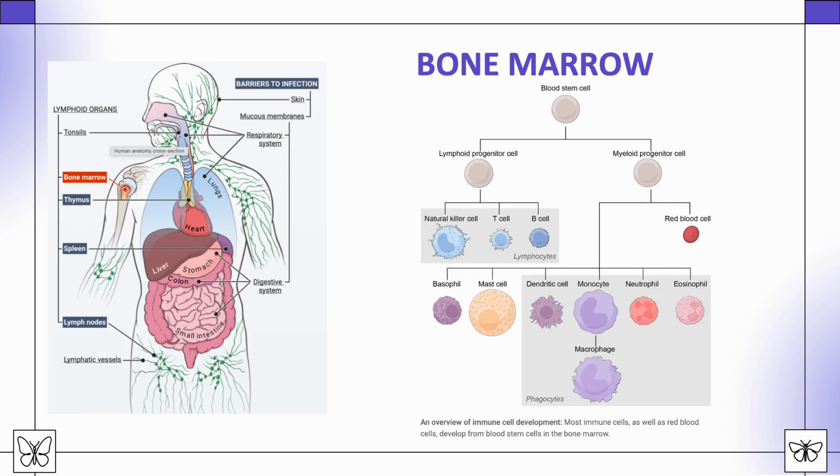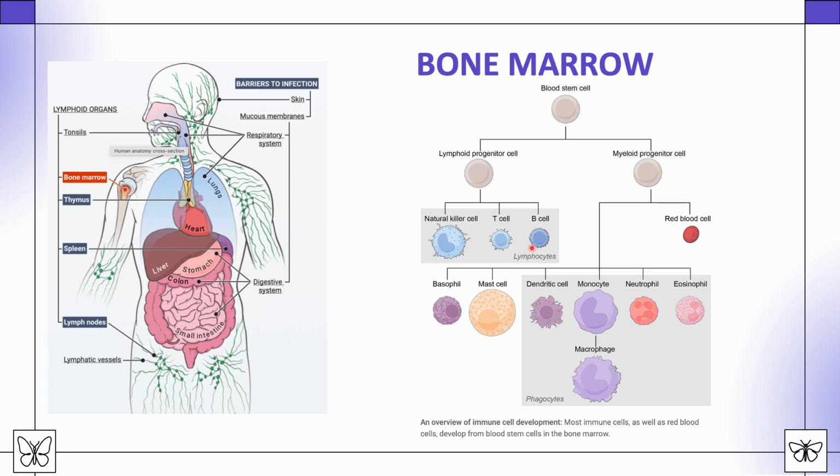The bone marrow is a spongy tissue found inside some bones. Both the red blood cells and immune cells develop from blood stem cells in our bone marrow. The stem cells produce two types of progenitor cells that give rise to many other types of cells. The lymphoid progenitor cells produce lymphocytes, which include the T cells, the B cells, and the NK, or natural killer cells. Myeloid progenitor cells produce red blood cells and all other immune cells, which include the phagocytes.